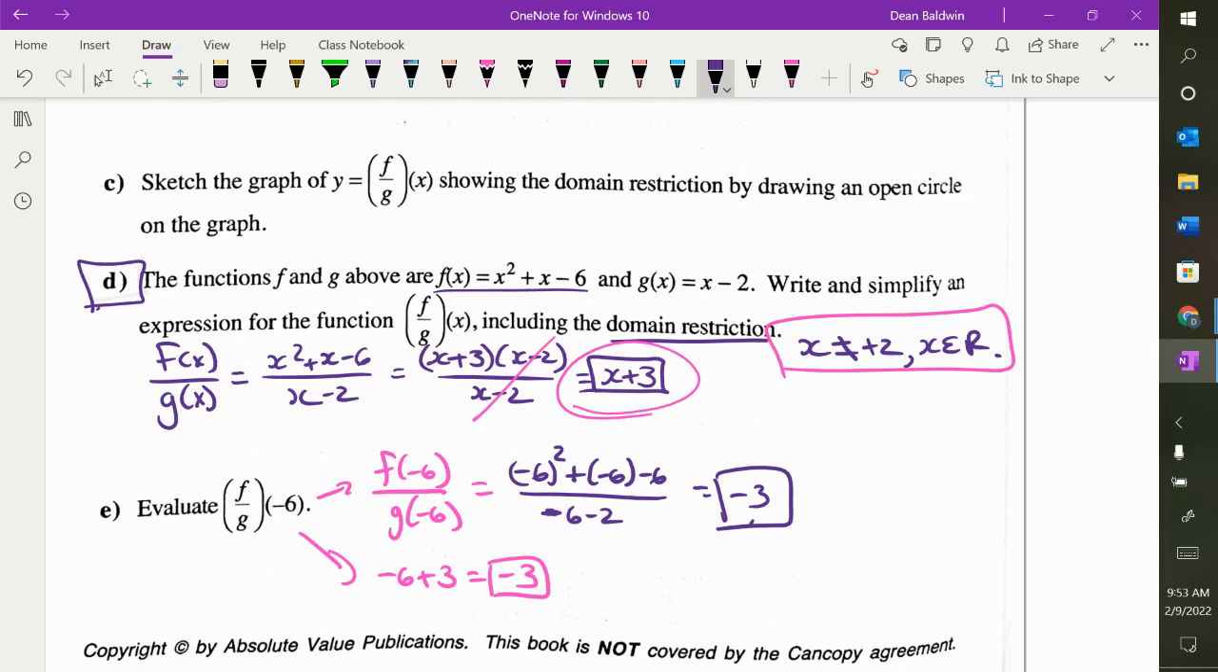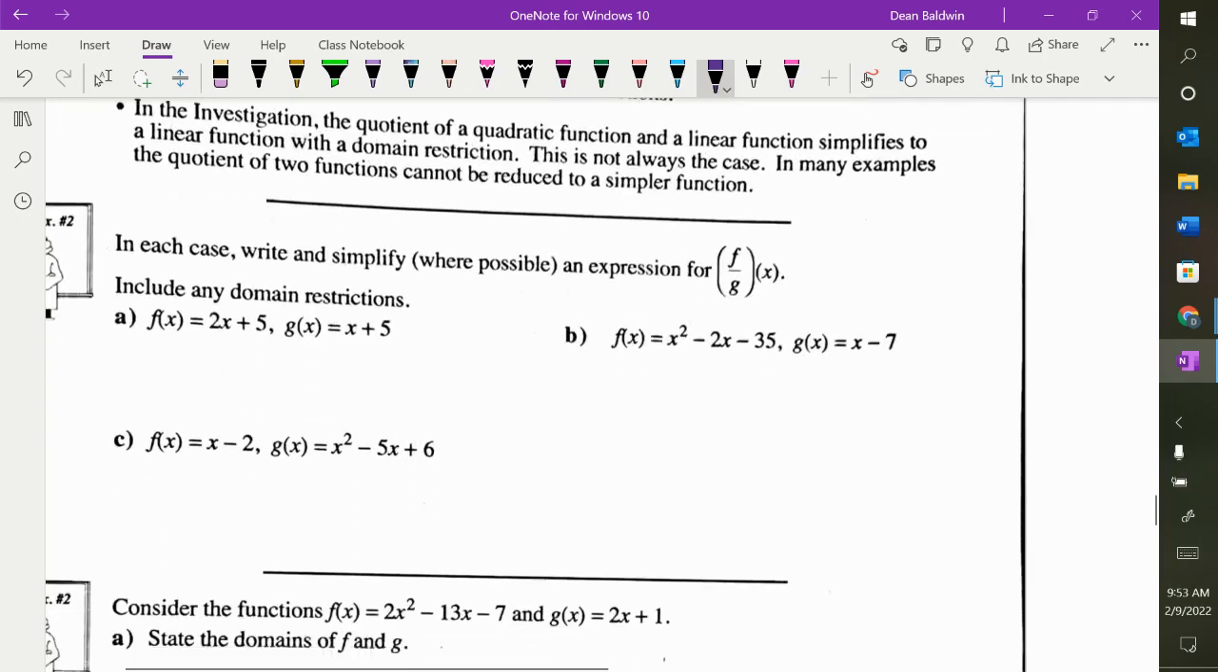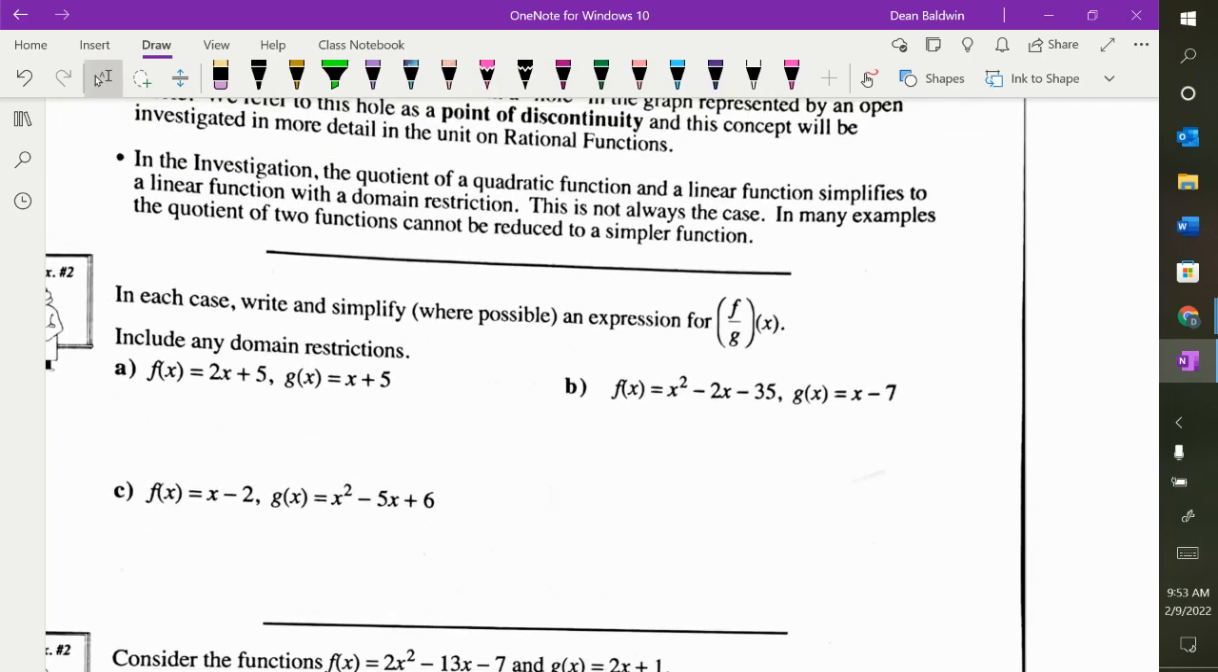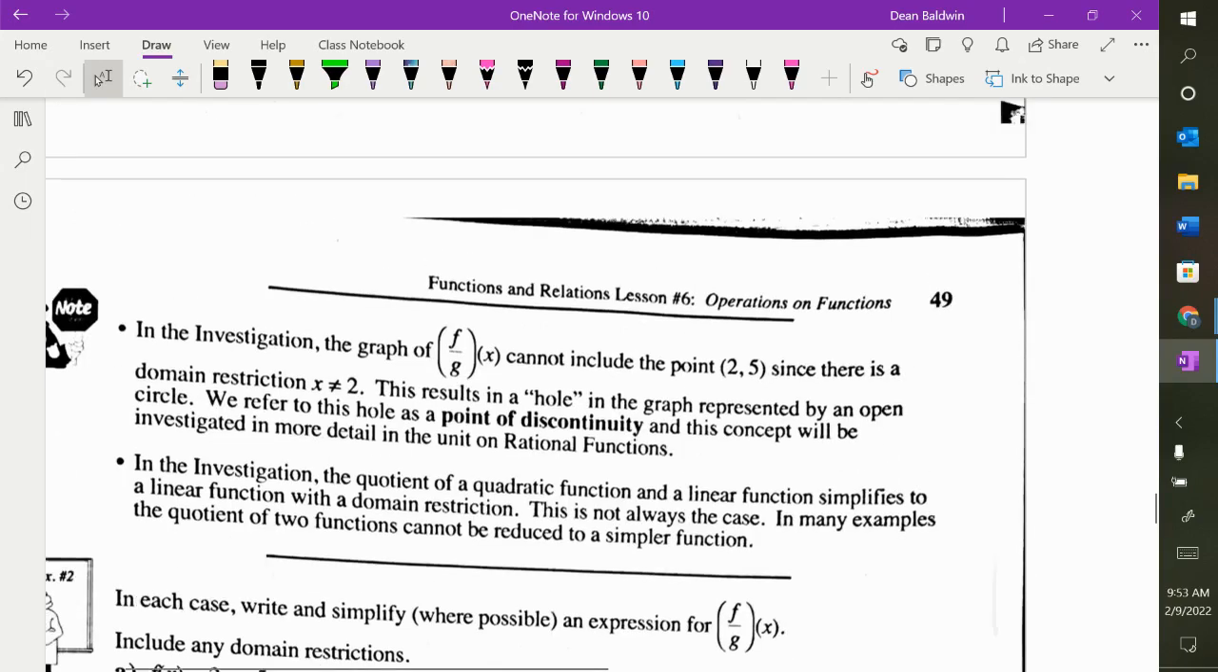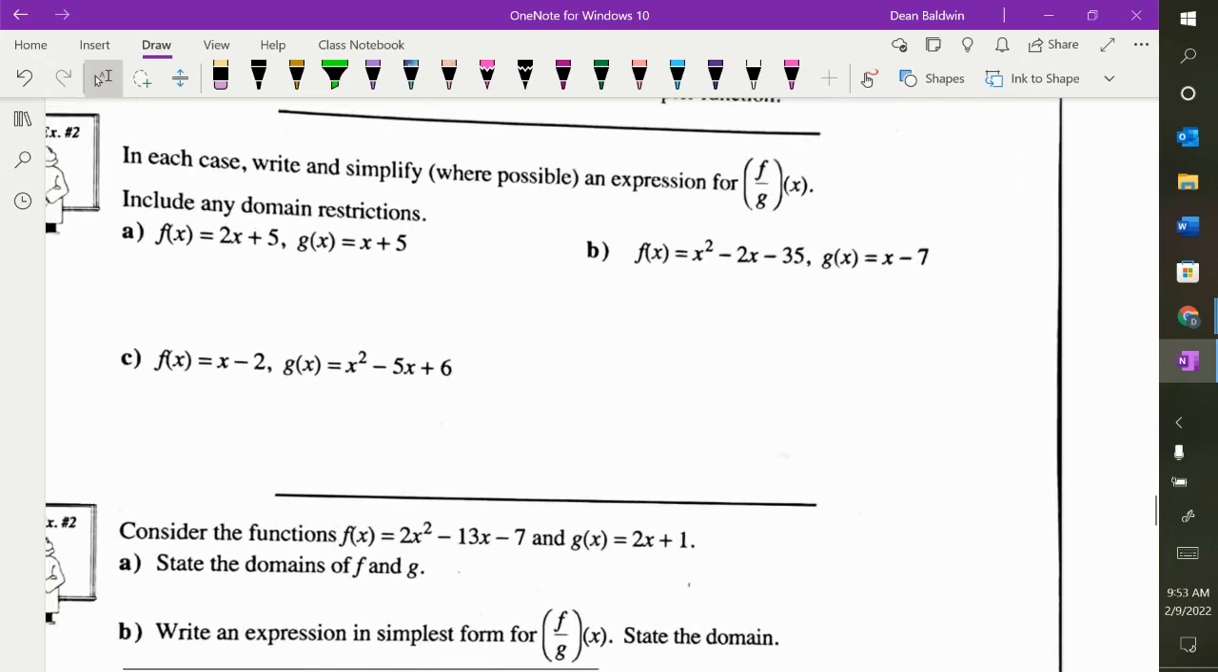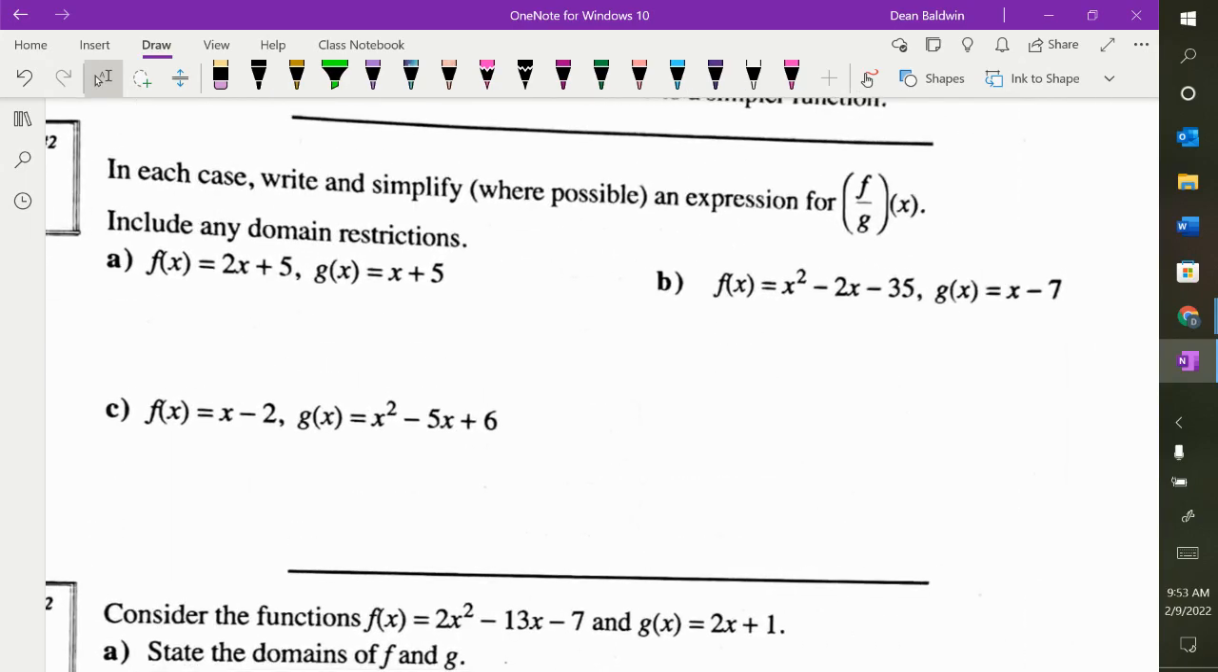Okay, next page, please. Here we go. This is page 49. The next one. Yeah. 48 plus 1. All right. So, simplify where possible. Okay. So we're doing f over g for all these functions. So the first one, boom. F of x over g of x. So it's just 2x plus 5 over x plus 5.